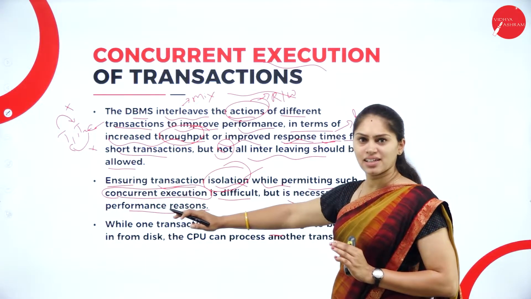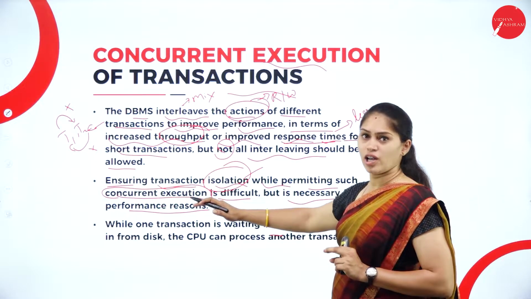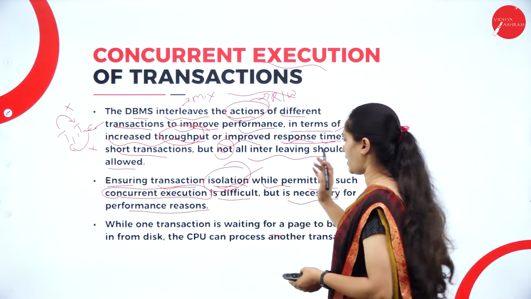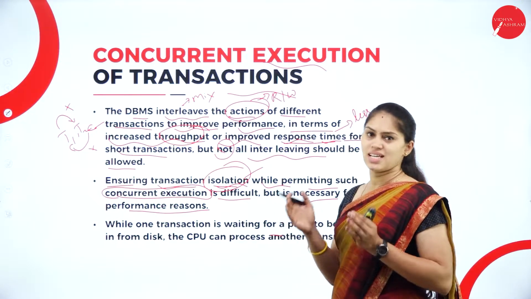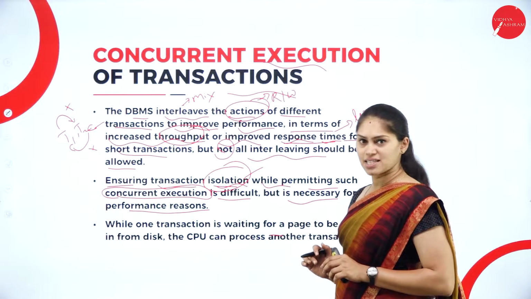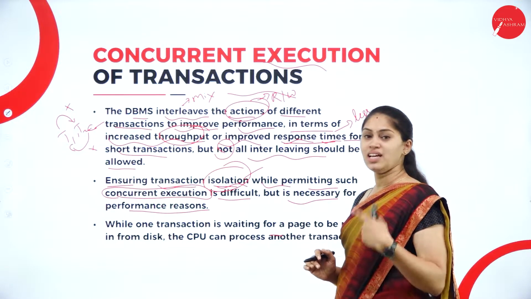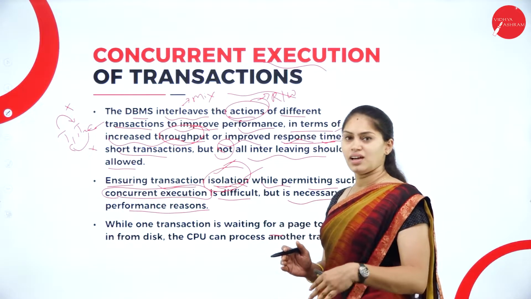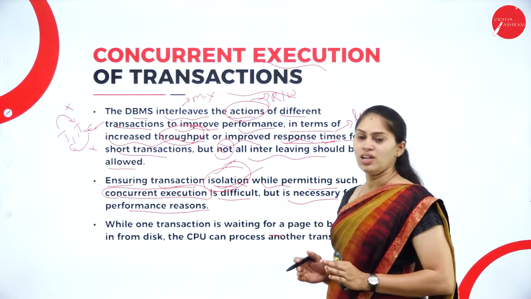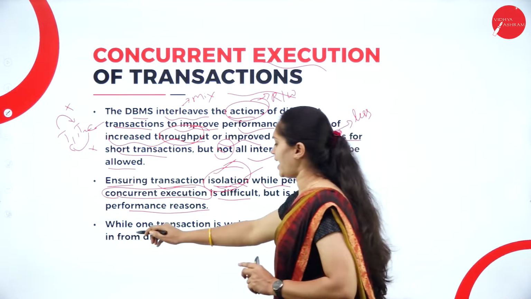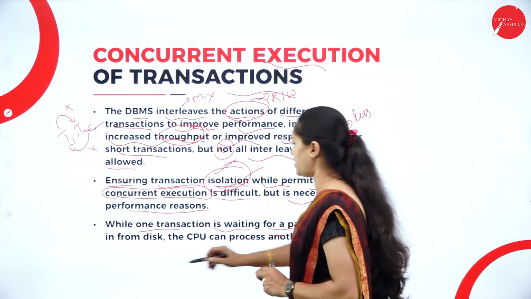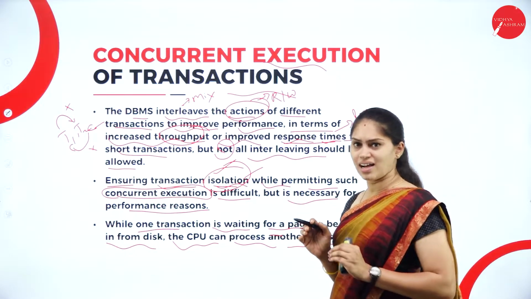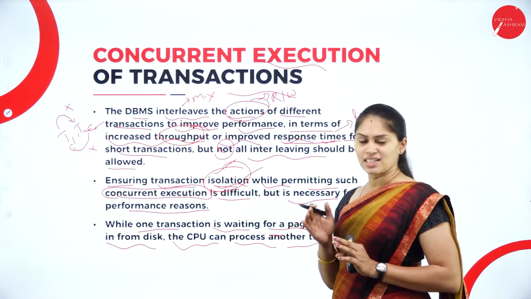When we have concurrent execution, it has to follow consistency in a database, and also follow the isolation mechanism. But in order to improve the performance, it is necessary to have concurrent execution. If we have concurrent execution, there might be a threat to the isolation and consistency of data in a database. But as a user or an administrator, they have to take care of all these things. While one transaction is waiting for a page to be read in from disk, the CPU can process another transaction.